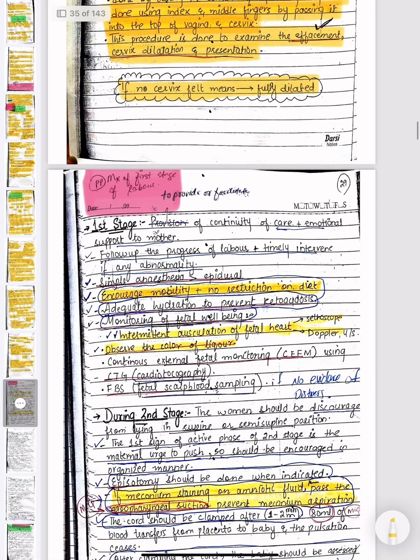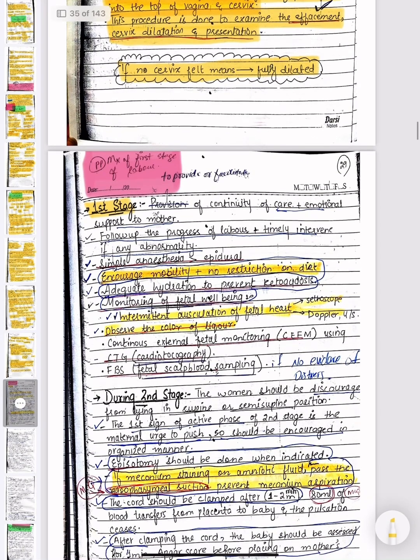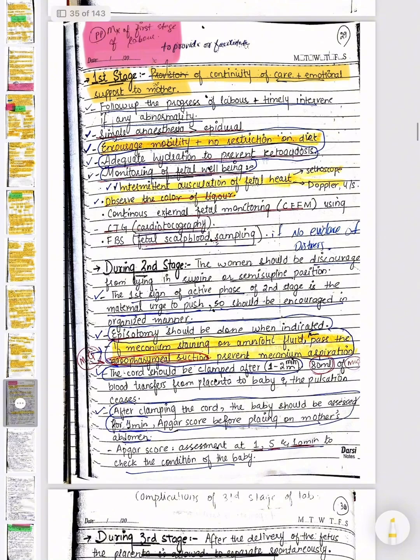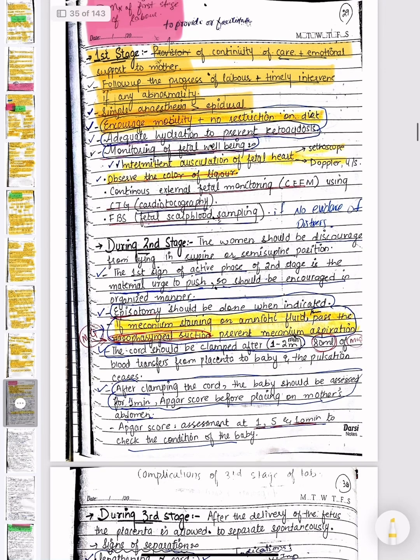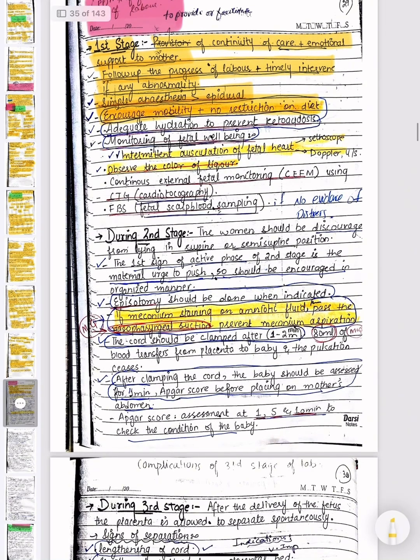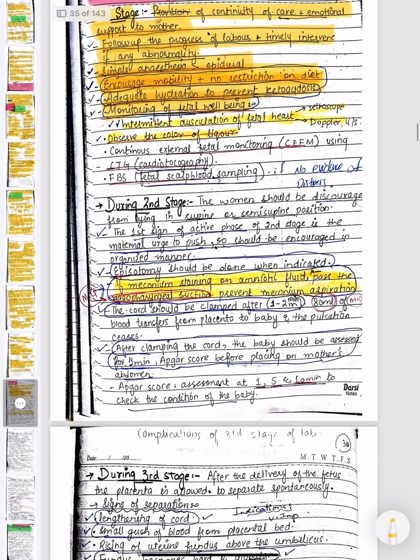Then the first stage of labor. Okay. The management of the first stage of labor. First of all, continuity of care plus emotional support is provided to the mother. Then follow up the progress of labor plus timely interventions. If there is any abnormality, anesthesia is given, which is epidural, and encourage mobility with no restriction on diet. Adequate hydration prevents ketoacidosis.